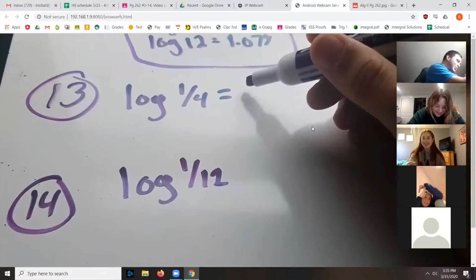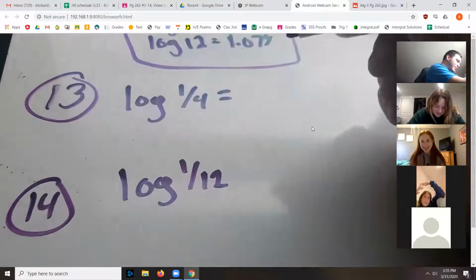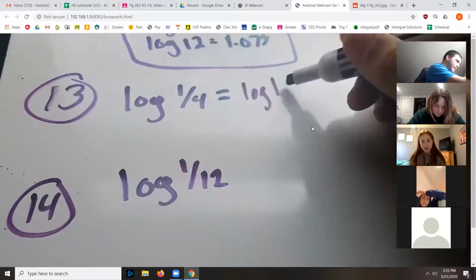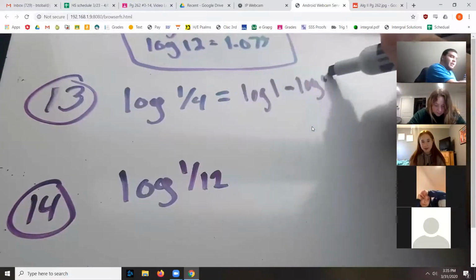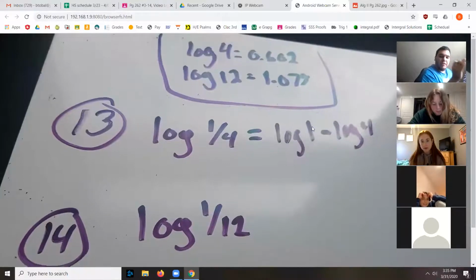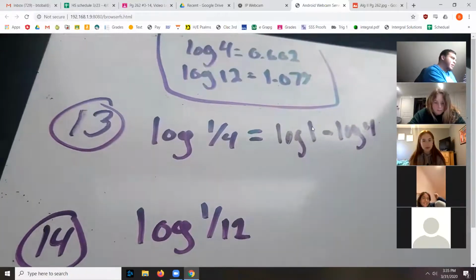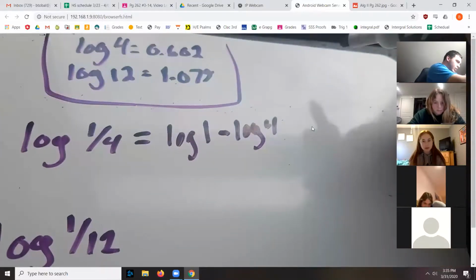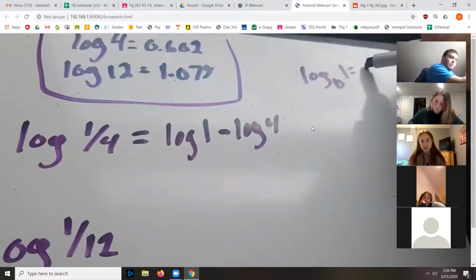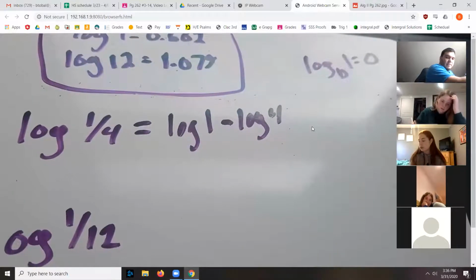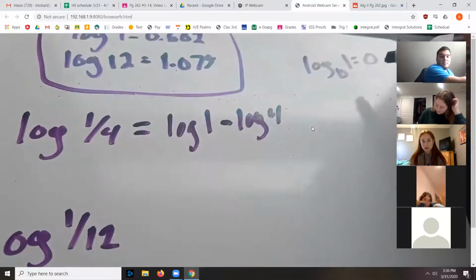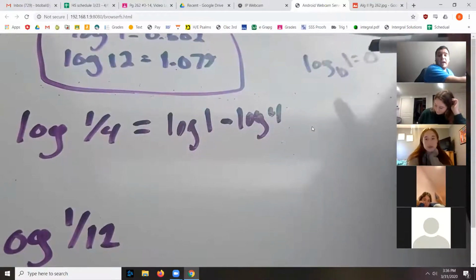So let's go through this. Log 1 divided by log 4, I'm going to rewrite it as log 1 minus log 4. Now you might notice in the given, we don't get log 1. But the reason we don't need log 1 is because of this rule: log of 1, no matter what the base is, will always equal 0. So it's just log 1 minus log 4.